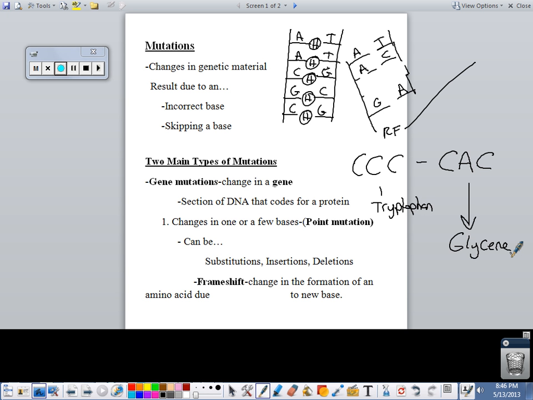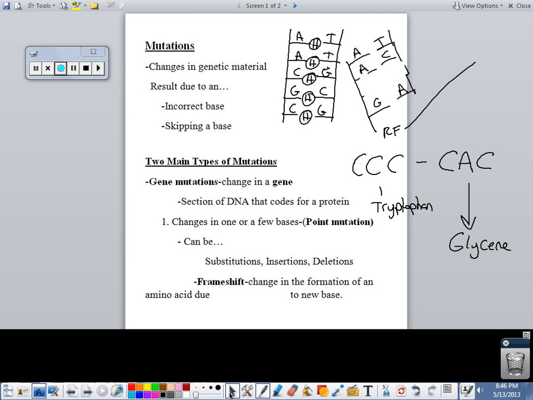A good example is cystic fibrosis, a condition where in the respiratory system, proteins aren't formed properly, and it can make people very sick. There's lots of very dangerous things that can happen when proteins aren't made correctly or a frame shift occurs.